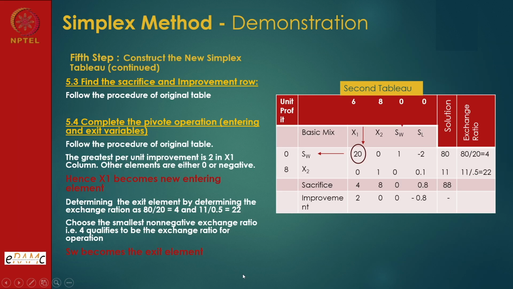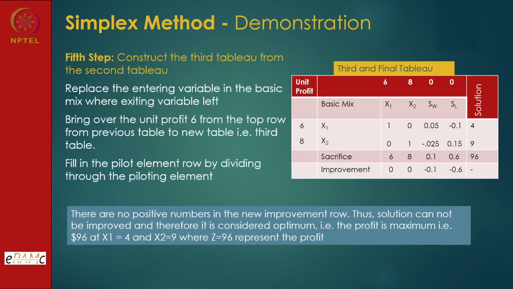Now for getting to the next point, in the second table our pivotal point becomes 20. By applying the same procedure, construct the table, identify the pivotal point, and we have found that our exchange ratio this time is 80 upon 24 and 22, and again you fill up the same thing. Now you see the improvement row and sacrifice row have also changed. The procedure remains the same. You follow the procedure, make the third table, and you will find the optimum point.